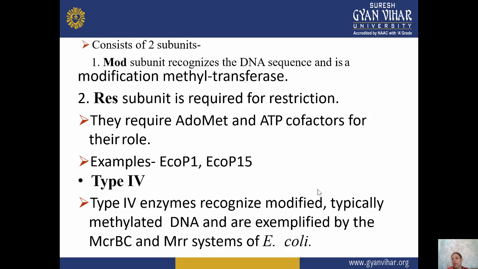In the first type, ATP, S-adenosyl methionine, and magnesium ions are required. In the second, only magnesium, Mg2+, is required. In the third, S-adenosyl methionine as well as ATP cofactors are required. Examples are EcoP1 and EcoP15.